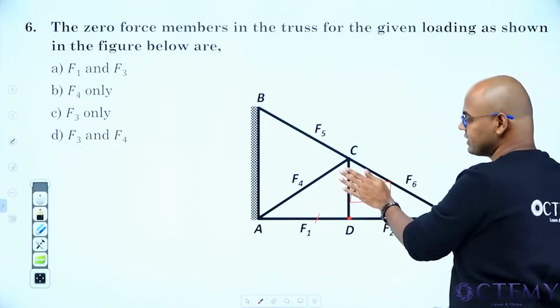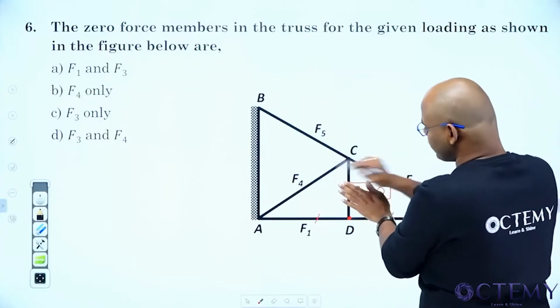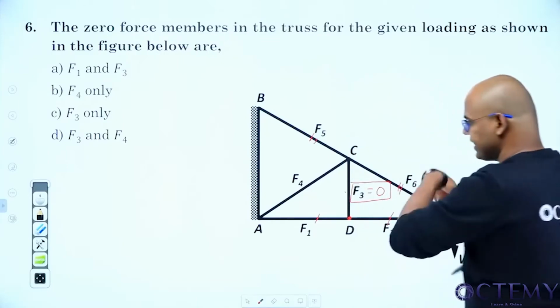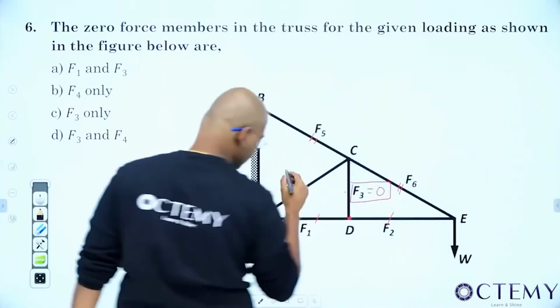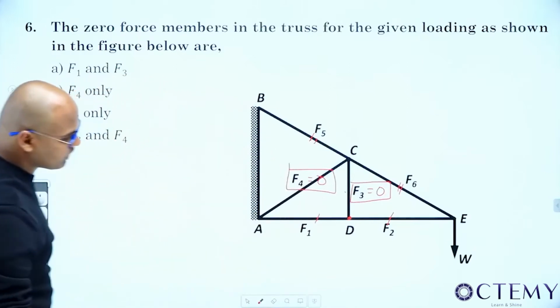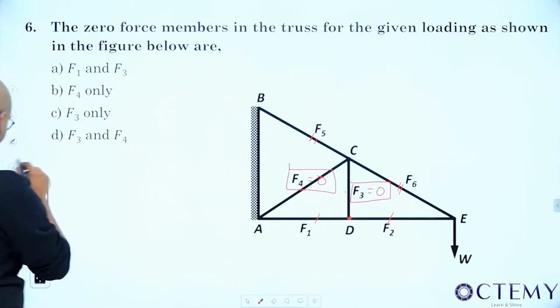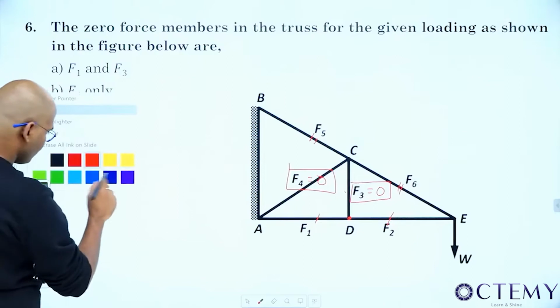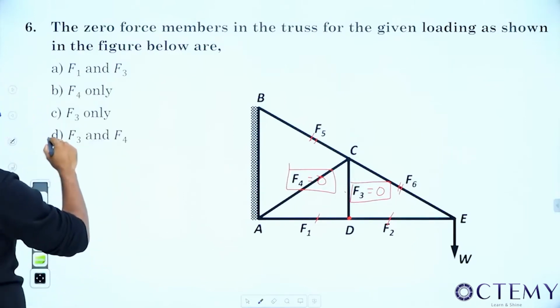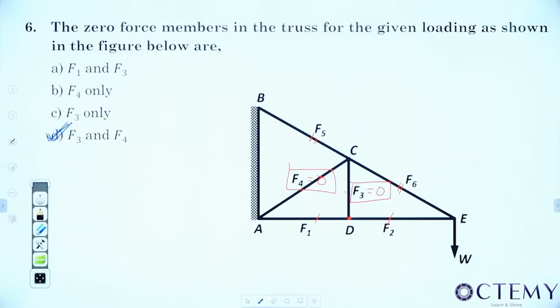Then what will happen? See, again, 1, 2, 3. So these two are again in line. So the third member, this is the third member, is also 0. All of you are okay? So what's the answer? F3 and F4 are equal to 0. Okay? So the zero-force members in the truss are F3 and F4.